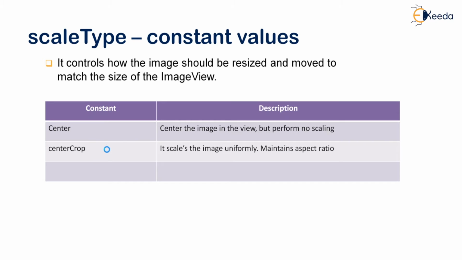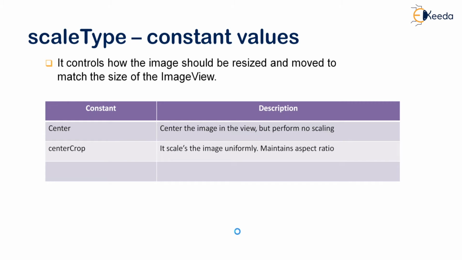For that we have multiple constants, but the majorly preferred constants are center and centerCrop. When you say scaleType center, it centers the image in the view you created, but there is no scaling. If the size of the image is larger than the physical screen of the device, it is going to be out of bounds. To avoid that, we will use centerCrop. It will crop into the center of the screen exactly, and the image will also be resized, maintaining the aspect ratio.